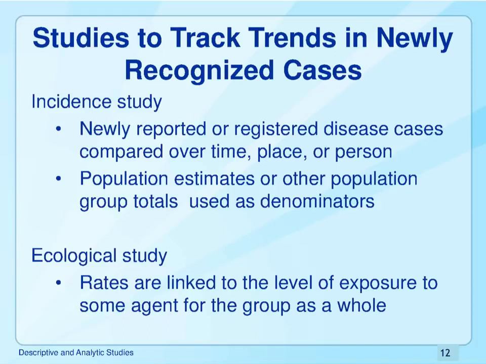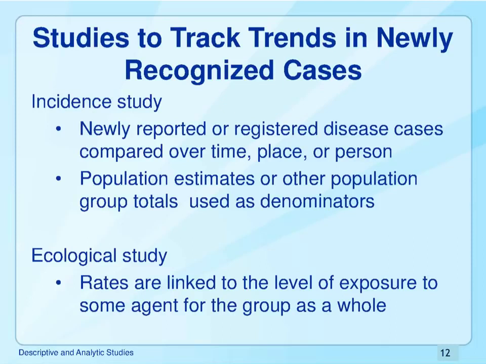Now we can also undertake descriptive studies to look at new cases of a problem in a population. In other words, incidence database studies. One way of doing this are ecological studies in which new cases of a disease or other phenomena of interest in the population are linked to the level of exposure for the group, not the individual. Now, that probably seems a little confusing at first, so let's go ahead and give an example on the next slide, and I think it'll become more clear.